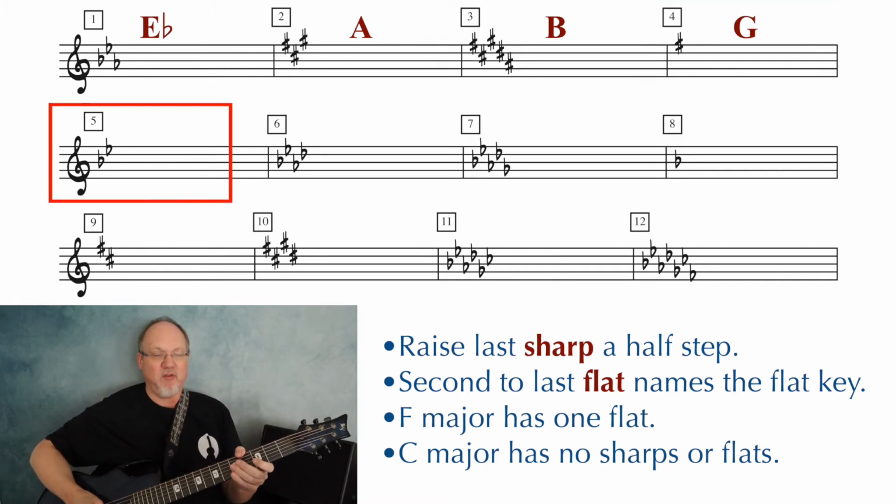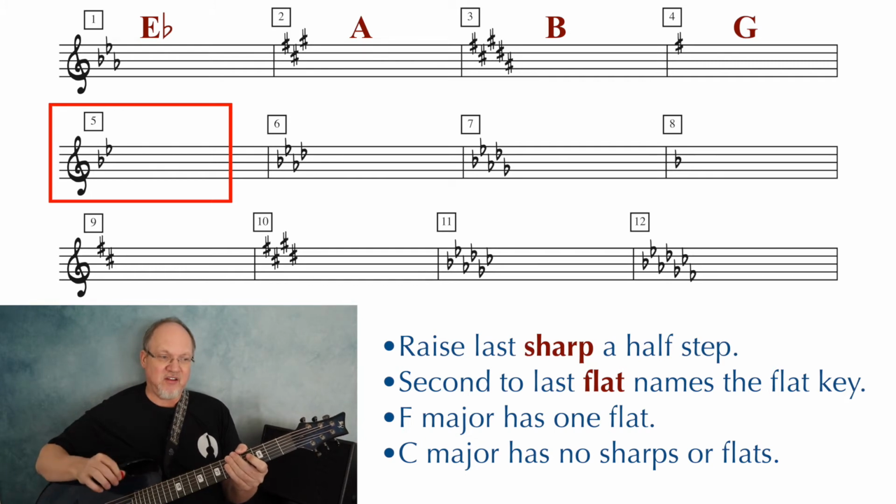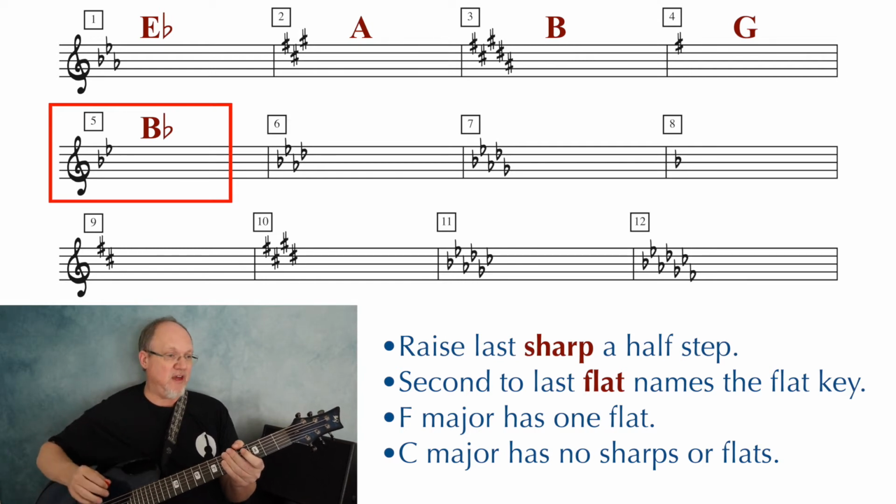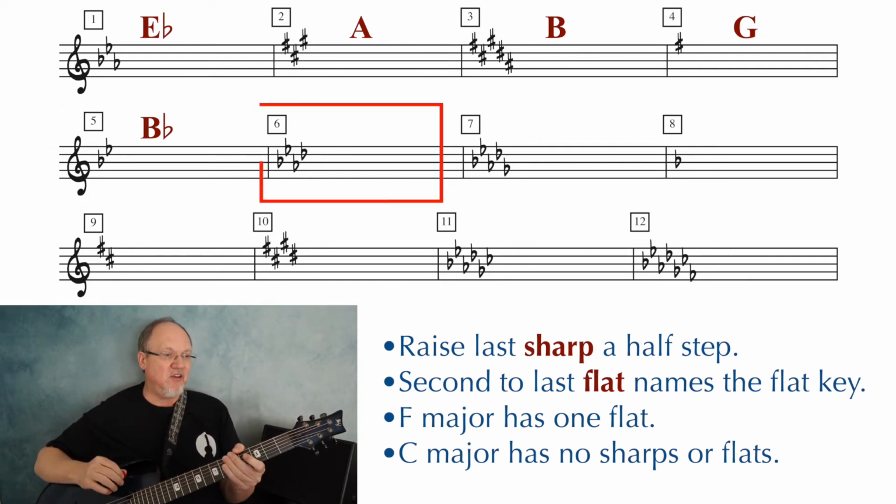Number 5, we have 2 flats in the key signature. For flats, we take the second to last flat. That's going to be a B flat, and B flat is the name of the key. You don't have to raise or lower that note. Number 6 is also in a flat key. We have 4 flats. Second to last flat in the row is an A flat, and that's the name of your key, the key of A flat major.